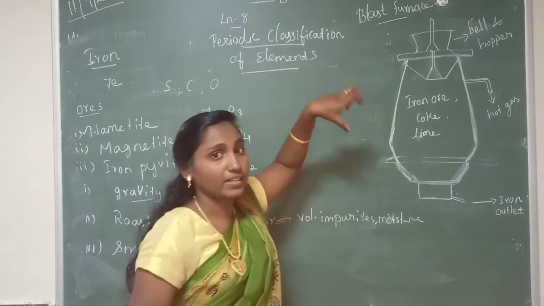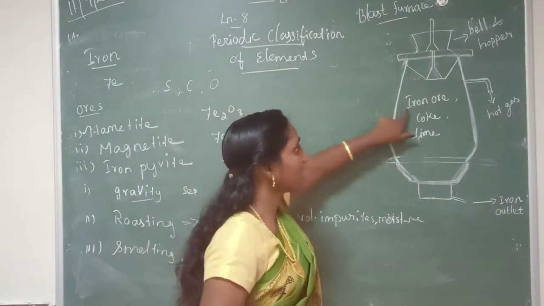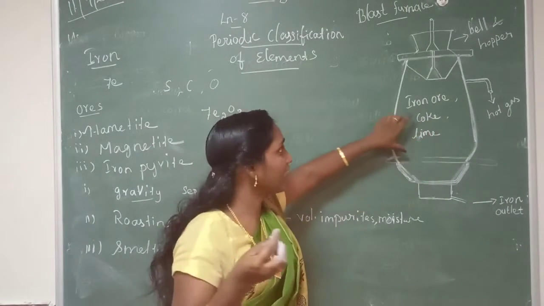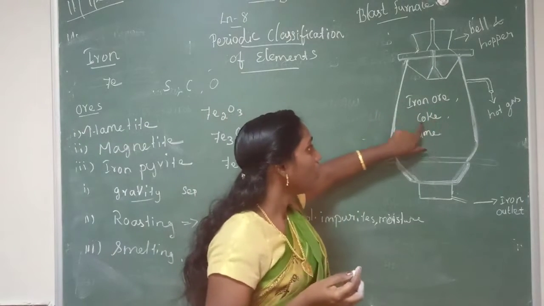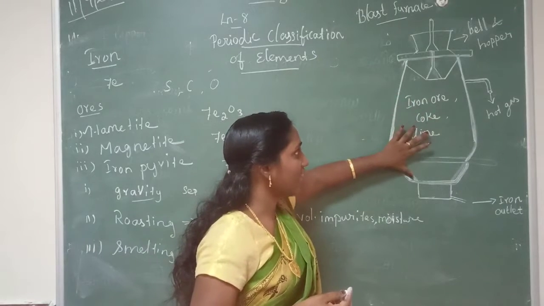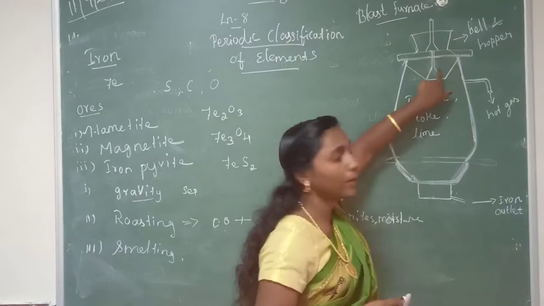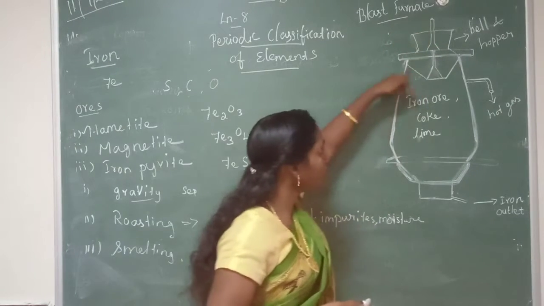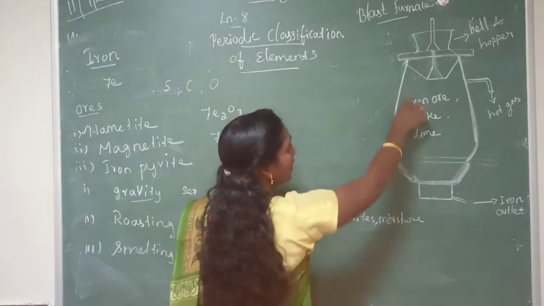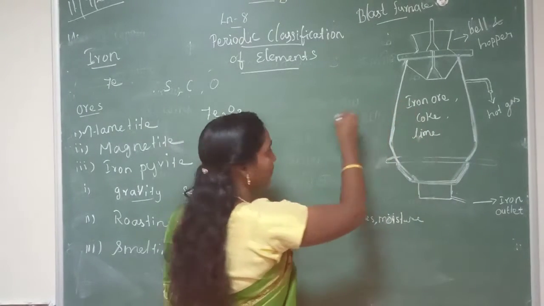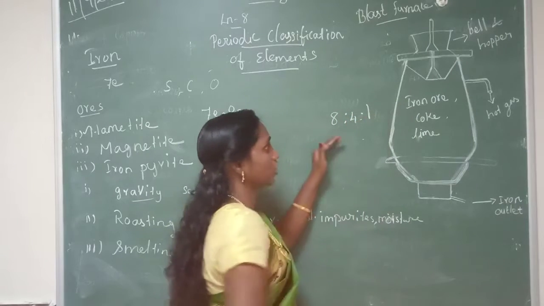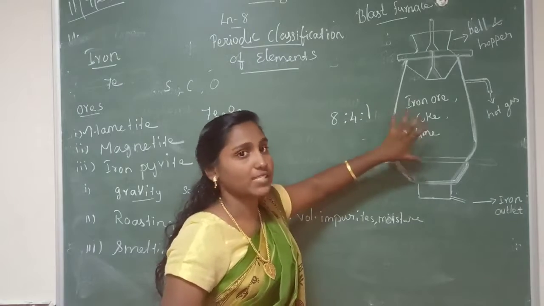In this blast furnace we first need to take iron ore, coke and limestone. These 3 things we pour into the blast furnace through the bell and hopper arrangement. The ore, coke and limestone are taken in the ratio 8:4:1.